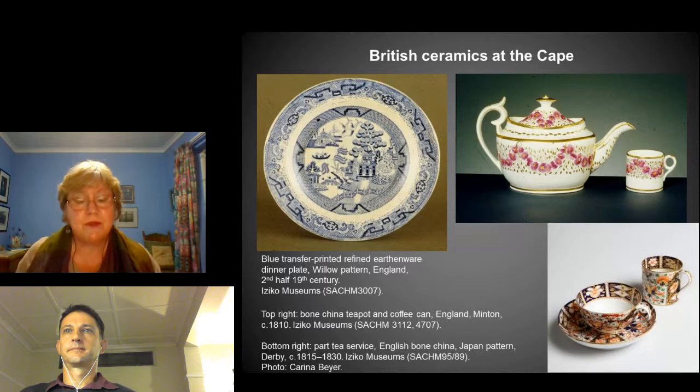The willow pattern is probably one of the most popular designs ever. Just for interest, the pattern was derived but not copied from painted Chinese landscape designs appearing on Chinese export porcelain. So again, there's a link between the Chinese export porcelain and the British porcelain.